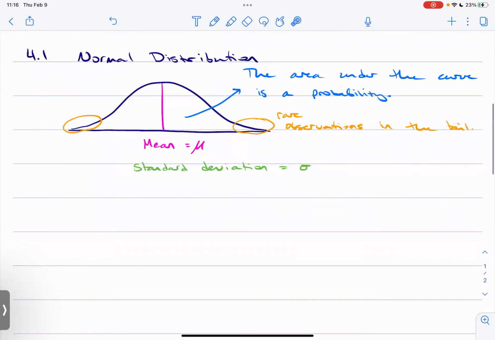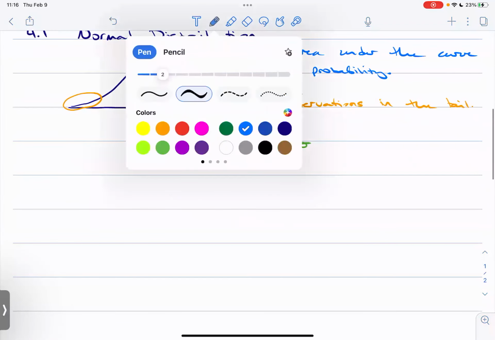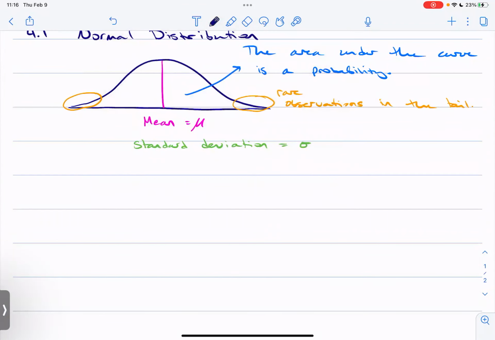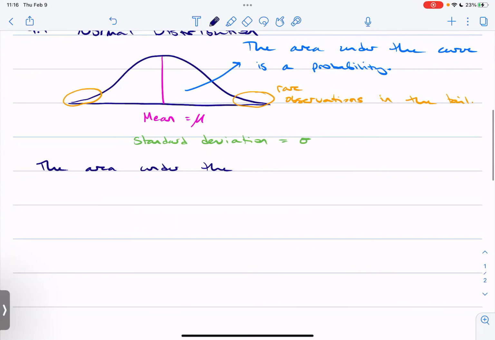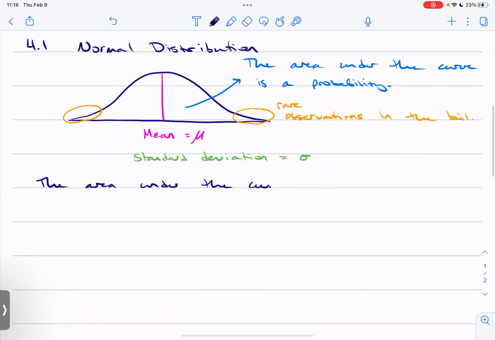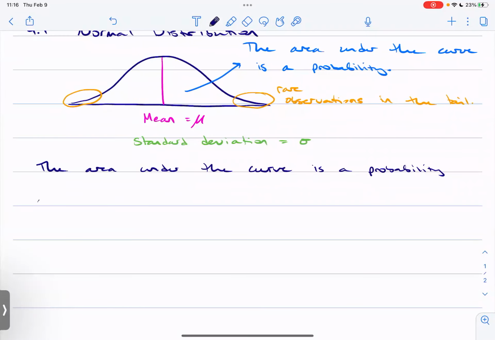Let's add that here. The area under the curve is a probability. I'm repeating myself a little bit, but it is important, so I don't mind. So the total area under the curve is 1.